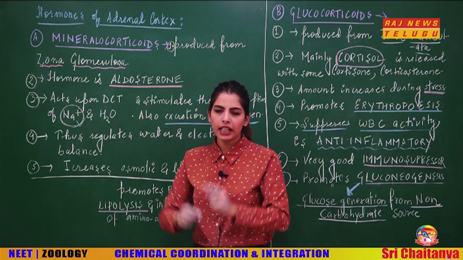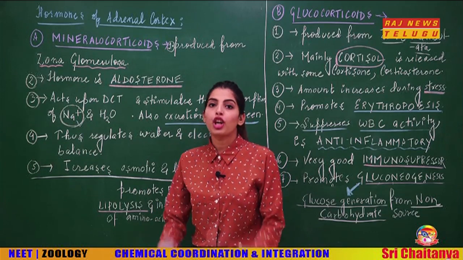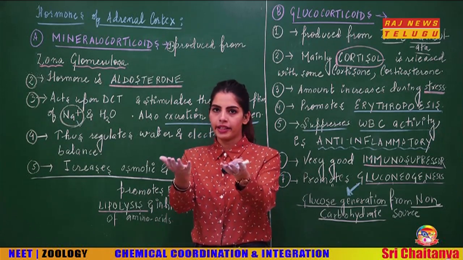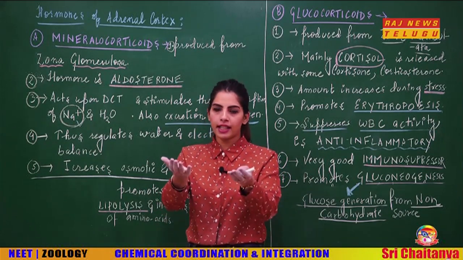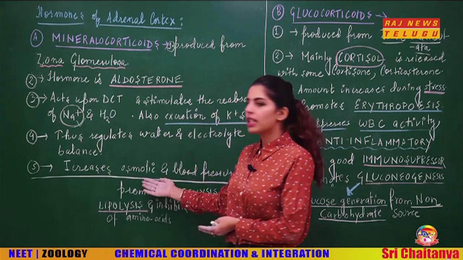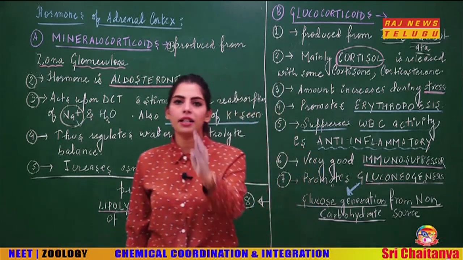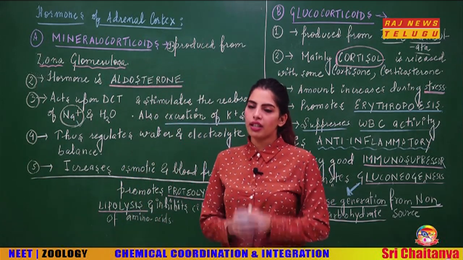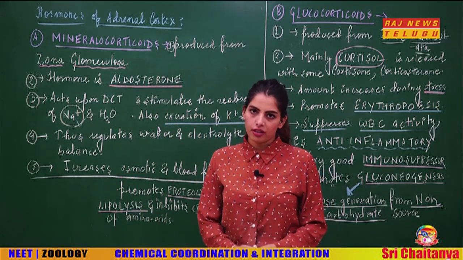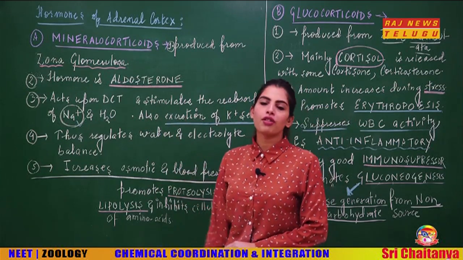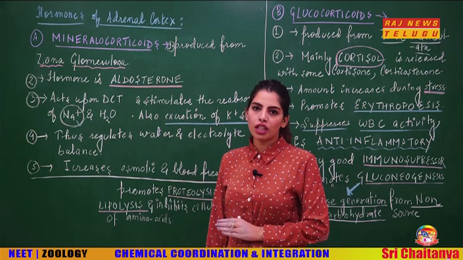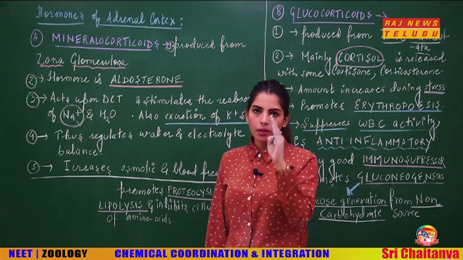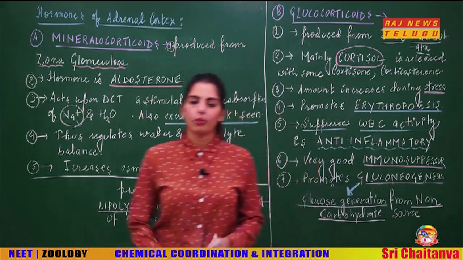Once you are increasing a lot of water, your blood volume rises. Your blood volume rises, and your osmotic pressure as well as the blood pressure rises whenever aldosterone is going to function. So that's the different functions of the mineralocorticoid aldosterone produced from the layer zona glomerulosa.